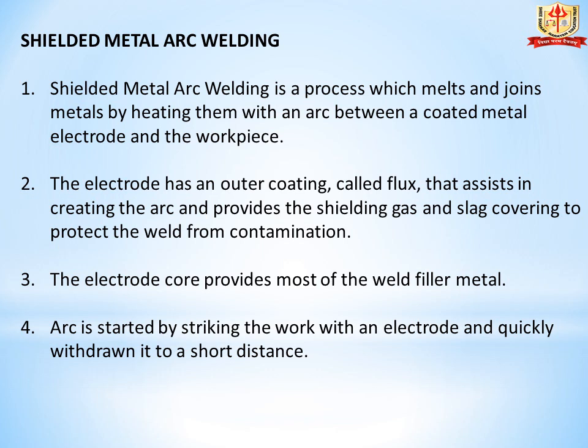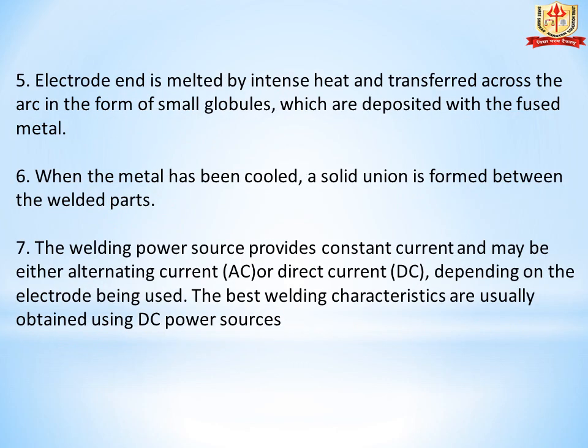Point number 4. The arc is started by striking the work with the electrode and quickly withdrawing it to a short distance. Point number 5. The electrode end is melted by intense heat and transferred across the arc in the form of small globules which are deposited with the fused metal. Point number 6. When the metal has cooled, a solid union is formed between the welded parts.